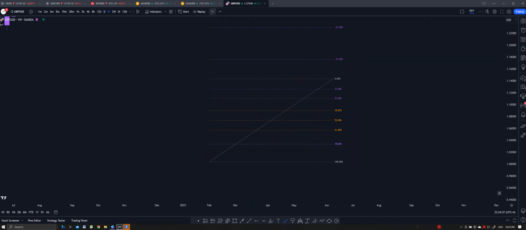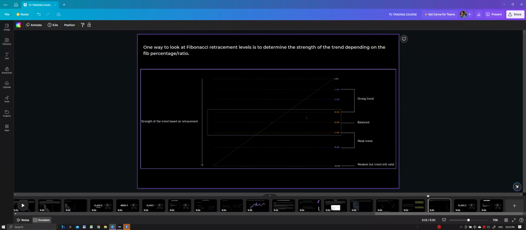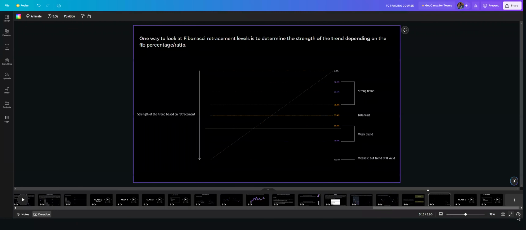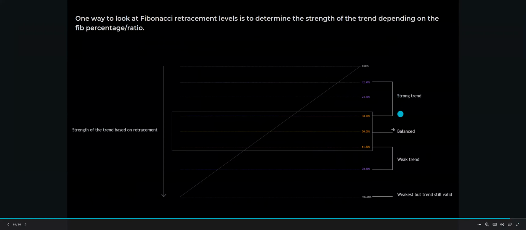right? So this is what I have mentioned here, just for an example, of how strong the trend is.